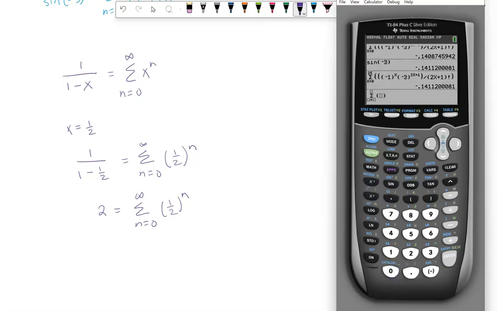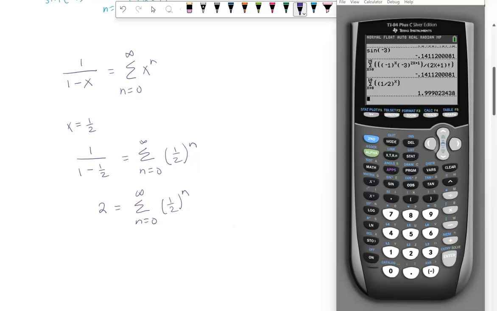So let's see what happens. Let's say from 0, I'm just going to go out to maybe 0 to 10. So that's our first 11 terms. And then I've got 1/2 to the power of x here. Okay, I can see that's pretty close to 2. I know if I approximate this with more terms, I'll get a number that's even closer to 2.